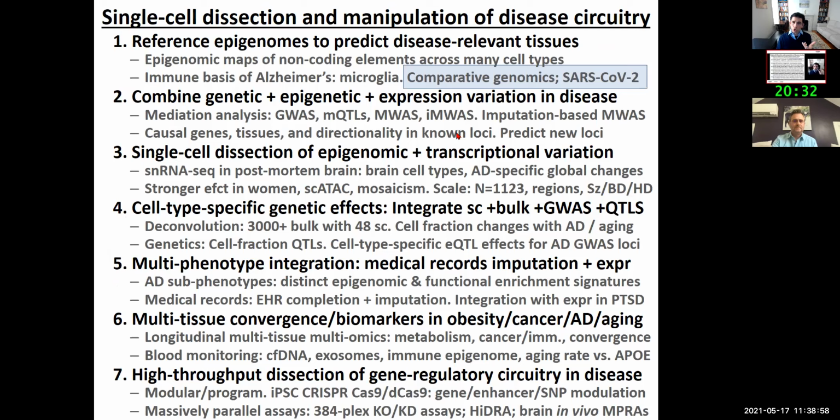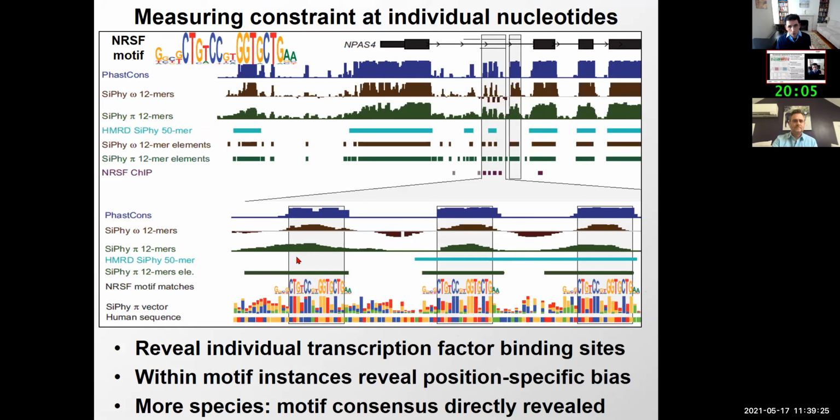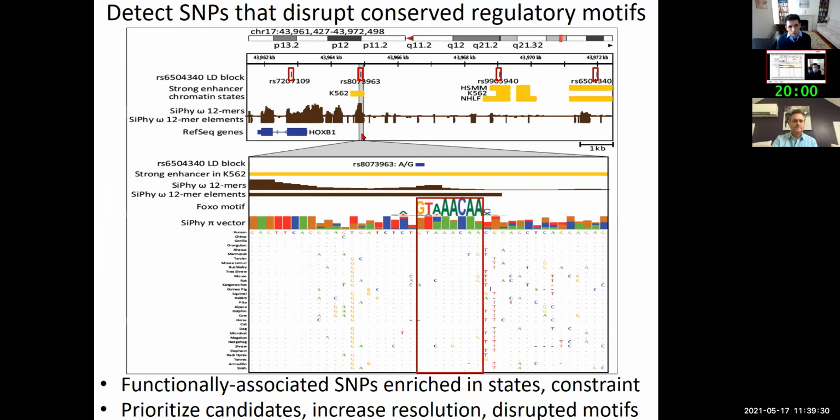But in addition to the epigenomic information, we can use comparative genomic information for annotating these genetic variants. We can use these evolutionary signatures of protein coding variation, RNA structures, microRNAs, regulatory motifs that each evolve in very different ways to distinguish where are the protein coding genes, what regions are non-coding, where are the RNAs, where are the motifs, where are the microRNAs, and so on and so forth. And we can use that to now start going into individual binding sites that are perturbed by regulatory motifs and that are predicted to be drivers through this, enabling us to do this fine mapping.